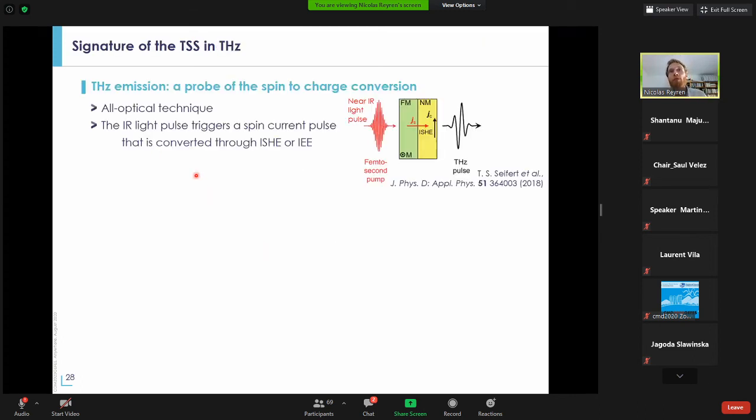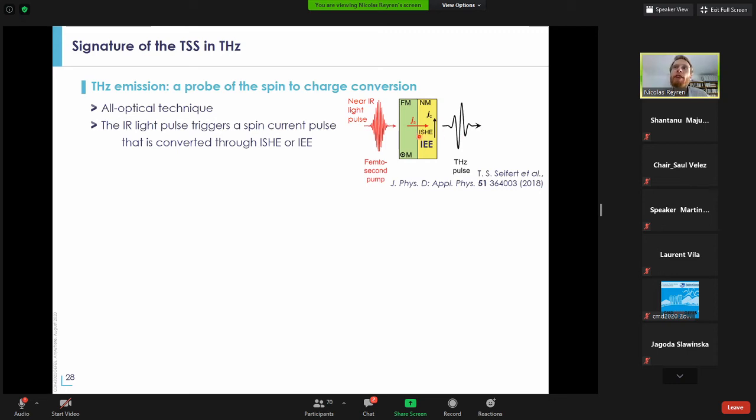So I would just like to show the signature of these topological surface states in the terahertz regime. We look at terahertz emission, which is a nice probe for the spin-to-charge conversion. It's an all-optical technique where you shine a femtosecond pulse of near-infrared light that hits your ferromagnet and generates some heat wave or something like that. That allows you to produce a spin current that is then converted into a charge current that then generates this terahertz pulse that we can observe.